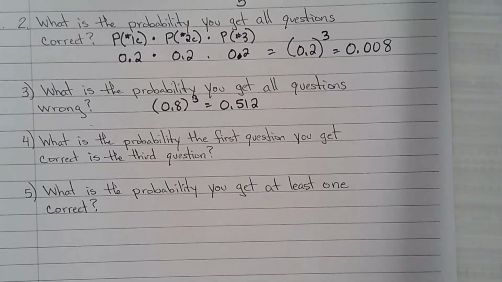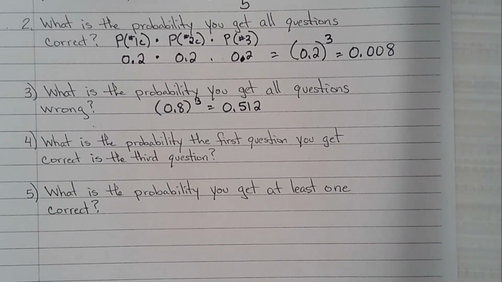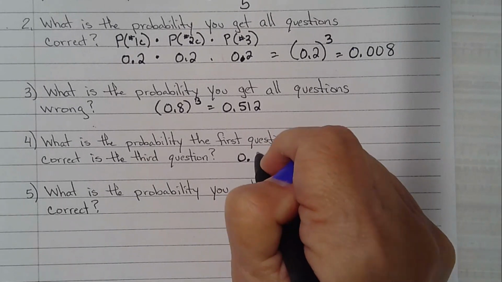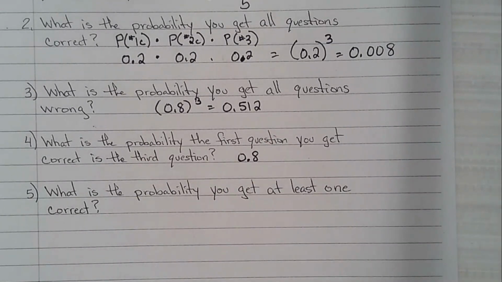All right, question 4. What is the probability the first question you get correct is the 3rd question? Take a minute, let that sink in what it's saying. What is the probability the first question you get correct is the 3rd question? So we just kind of have to map out what happened. So that means on the first question, you got it wrong. So your probability of getting the first question wrong was 0.8. And then that means you got the second question wrong also.